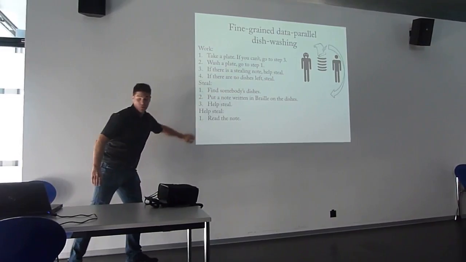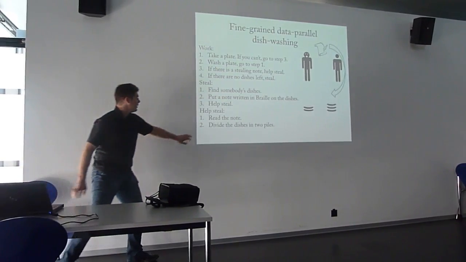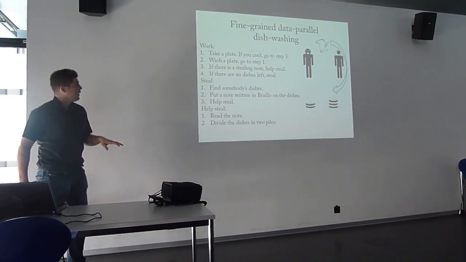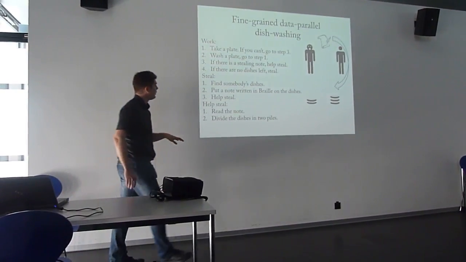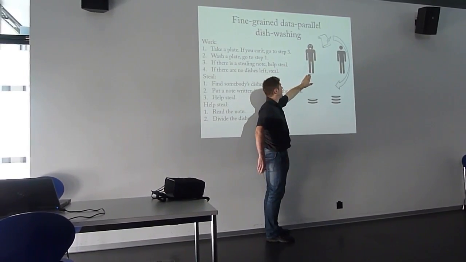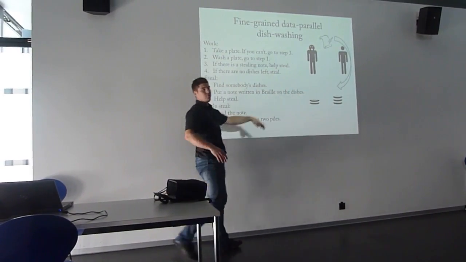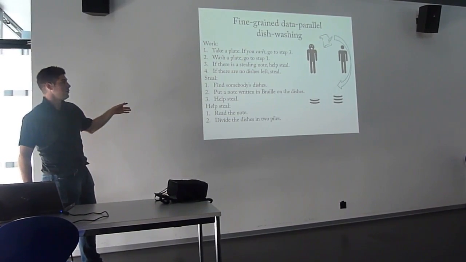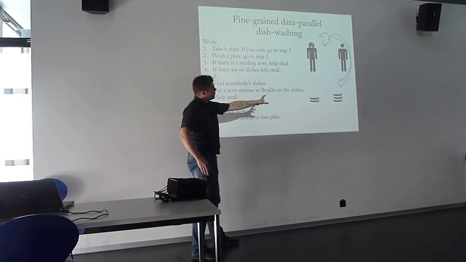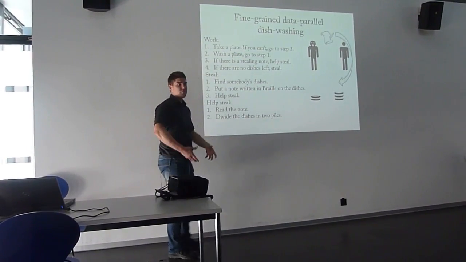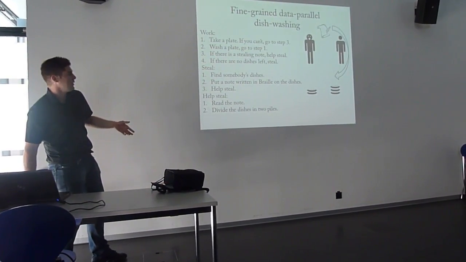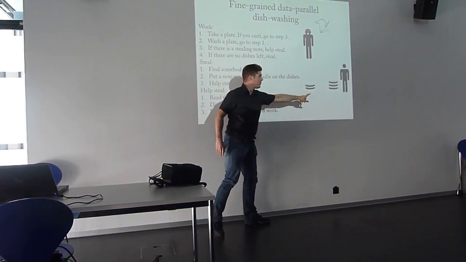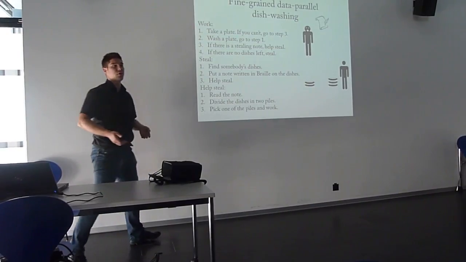So first they read the note, figure out what they have to do. Then they divide the dishes in 2 piles exactly as written in the note. And then assume that the left guy dies now. For whatever reason, or becomes incapacitated temporarily, he cannot proceed with the algorithm. But what the right guy will do, he will divide these plates. He will just pick them up and divide them. And when he does, he just needs to pick up one of these piles, so let's say he picks one on the right, and continue his work.